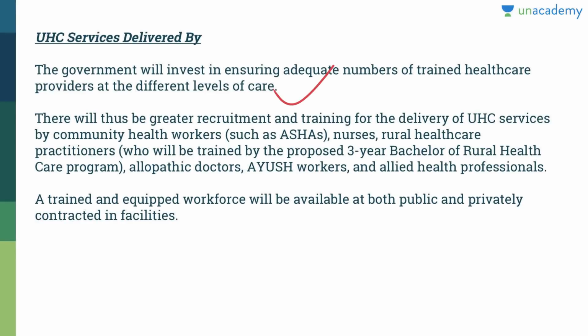Now UHC services are delivered by, so basically the government will invest in ensuring an adequate number of trained healthcare providers are there. So there will be greater recruitment and training for the delivery of services by community health workers like ASHAs. ASHA is Accredited Social Health Activist. Then nurses, rural healthcare practitioners who are being given, let's say, a 3-year Bachelor of Rural Healthcare program. Then you have full-fledged allopathic doctors, Ayush workers, allied health professionals, etc.